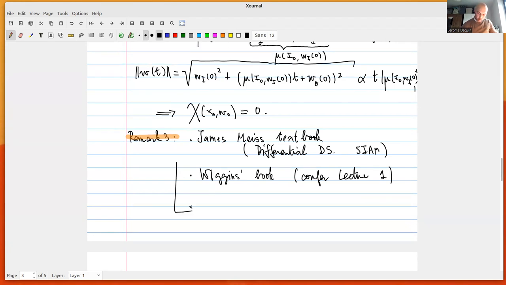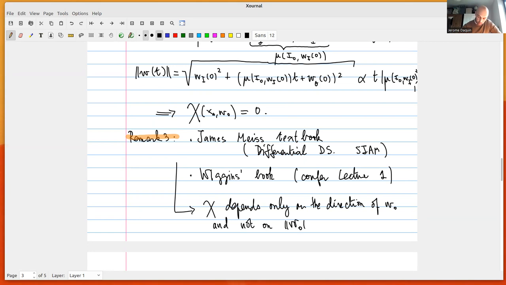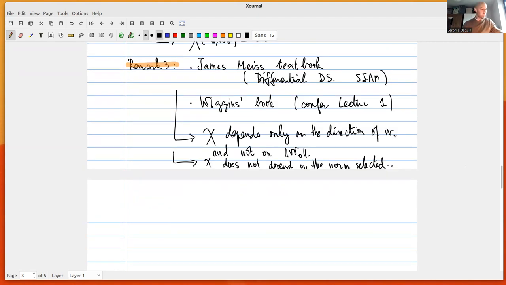For example, here you will find, as Stefanella said, that chi depends only on the direction of W0 and not on the norm of W0, right? Or you can find that, for example, chi does not depend on the norm you select to work with, on the norm selected, etc. So you have a few properties about Lyapunov exponents, but I shall not delve too much into the details for today's need.